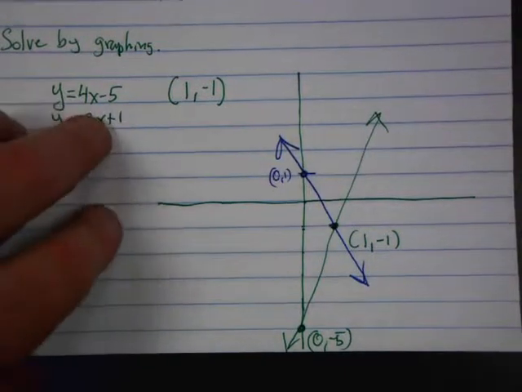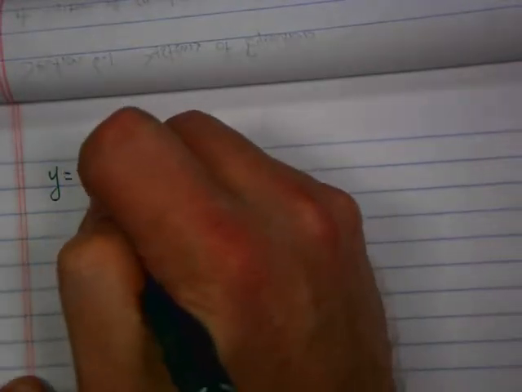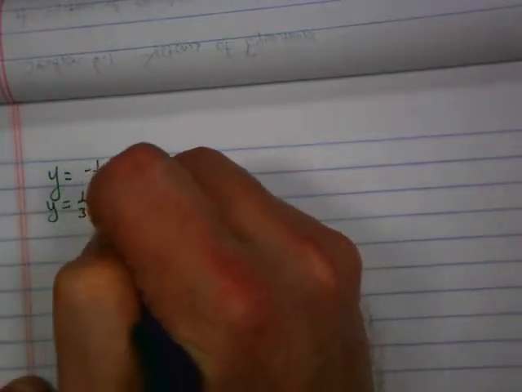All right, let's try another one. How about y equals negative 1/2 x plus 3 and y equals 1/3 x plus 8.